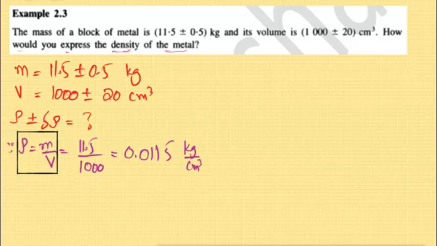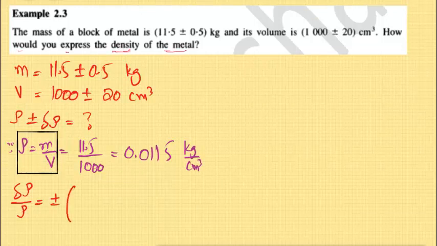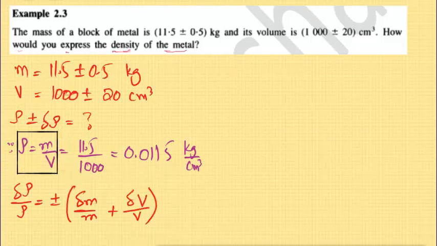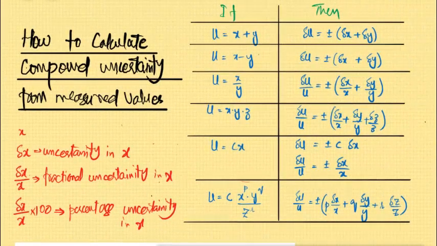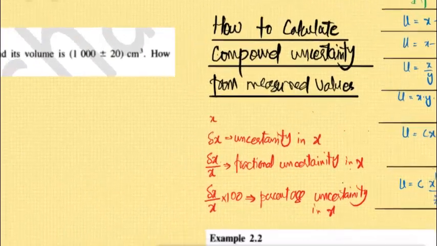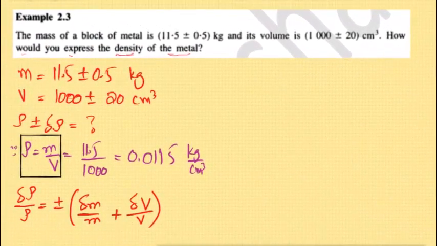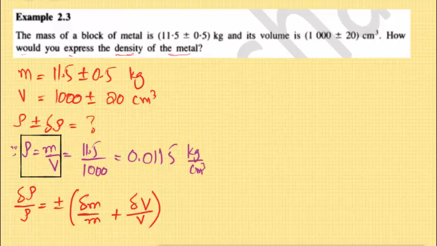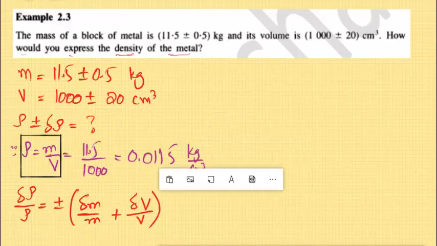What I am going to do here is write the error in density over density, that is the fractional error in density, equals plus minus the fractional error in mass plus the fractional error in volume. In our equation we have x and y, so it is written as fractional error of x and fractional error of y. But in the question that we are solving here, I have mass and volume, so I will write uncertainty in mass over mass plus uncertainty in volume over volume.